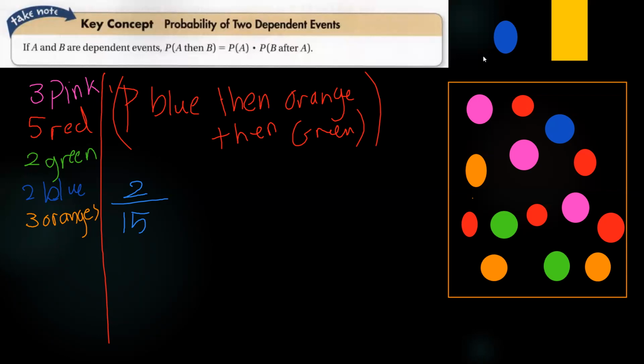Fine. Now I want you to choose the orange. How many orange do we have? 3 over 15. No, it is not over 15. I take the blue outside the box, so how many marbles do we have? 14 now. Then I choose the green after I choose the orange. I took the orange out of the box. Then green. How many greens do we have? We have 2. How many marbles do we have now? 13. Bravo. Over 13.